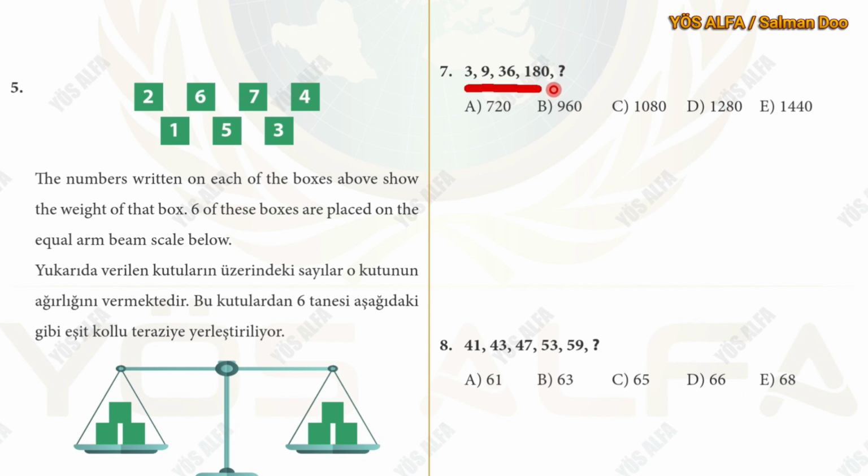Number 7. Number series. Going from first to second, we multiply by 3. Going from second to third, we multiply by 4. From third to fourth, we multiply by 5. From fourth to fifth, we multiply by 6. So 18 times 6 is 108. So the answer is C.